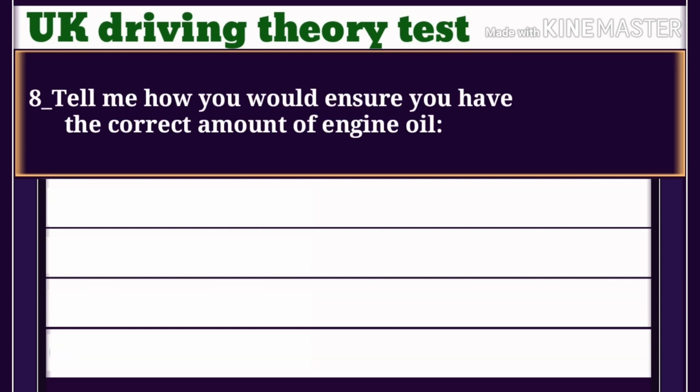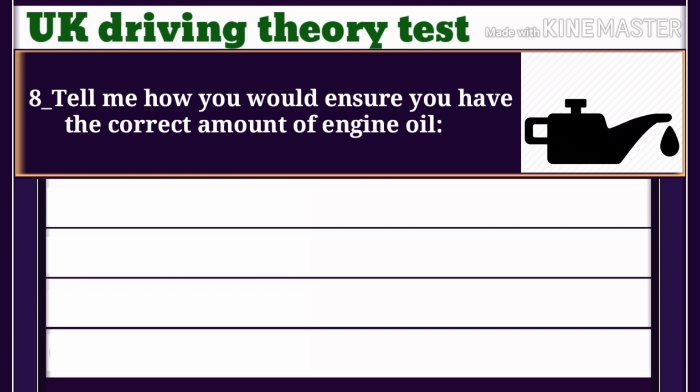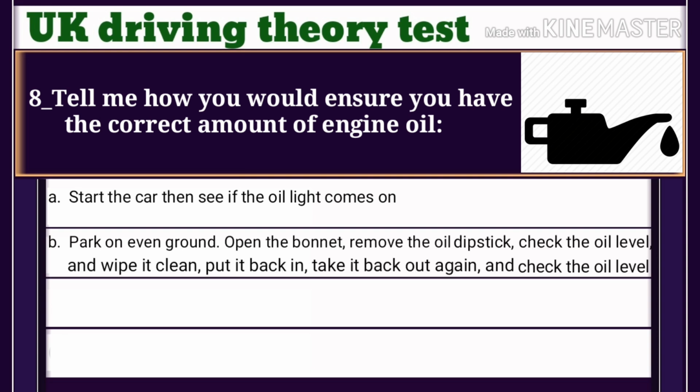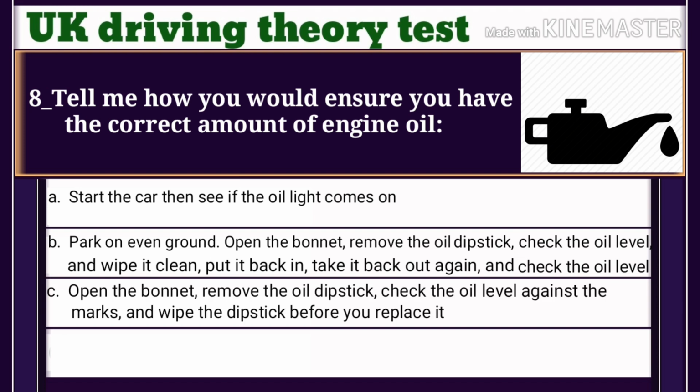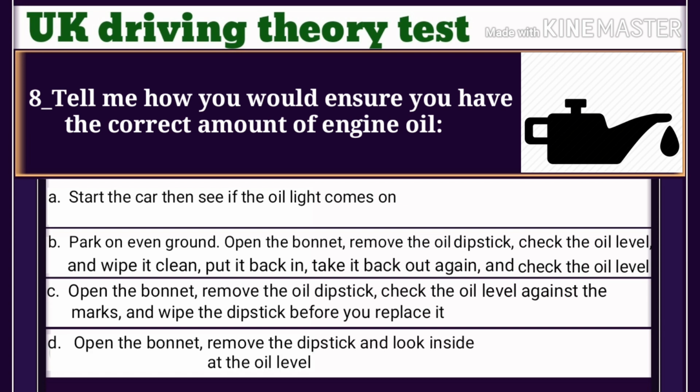Question 8. Tell me how you would ensure you have the correct amount of engine oil. A. Start the car then see if the oil light comes on. B. Park on even ground. Open the bonnet. Remove the oil dipstick. Check the oil level and wipe it clean. Put it back in. Take it back out again and check the oil level. C. Open the bonnet. Remove the oil dipstick. Check the oil level against the marks, and wipe the dipstick before you replace it. D. Open the bonnet, remove the dipstick and look inside at the oil level.